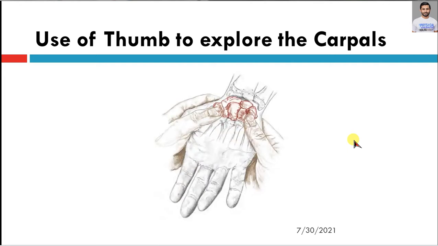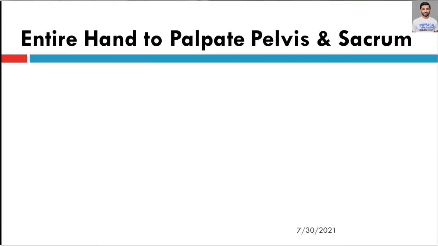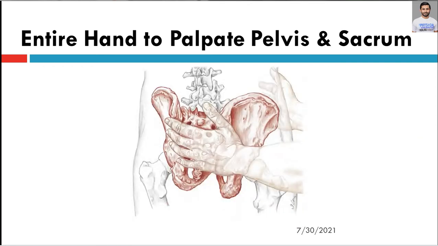Sometimes you need to use the thumb as well. So these are different parts of the hand that you can use to palpate any particular region, because the carpal bones are very small. So if you're trying to palpate a smaller structure, you need to palpate with your thumb. If the surface area is large enough, for example, in this picture you're looking at the pelvis and the sacrum, one can use one's entire hand to palpate larger structures like the sacrum.